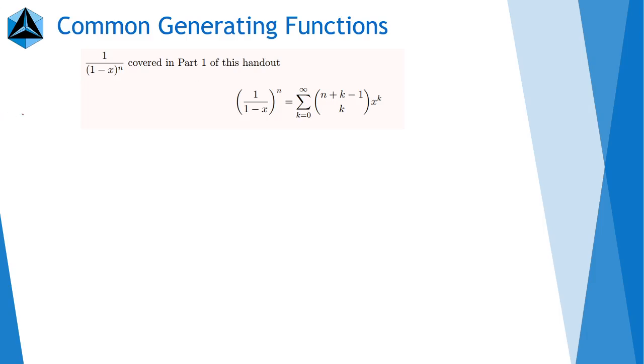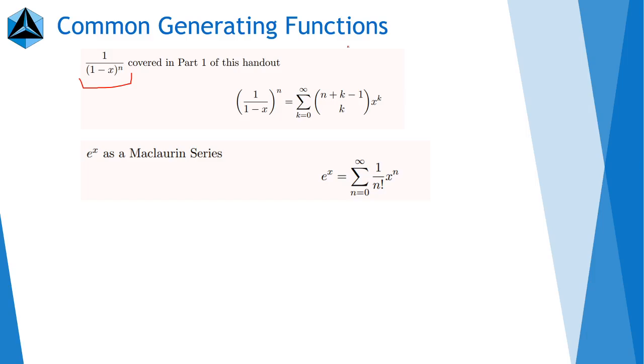So in part 1 of this lecture, I covered this one extensively, 1 over (1 minus x) to the n. It actually comes from the negative binomial theorem. Basically, the generating function for this is 1 over (1 minus x) to the n is equal to the summation from k equals 0 to infinity of n plus k minus 1 choose k times x to the k. If you want to learn more about this particular generating function, I covered a lot in the first part of this lecture on generating functions, so you should check that out.